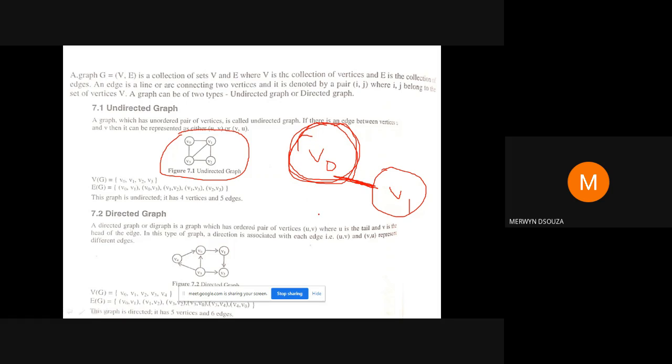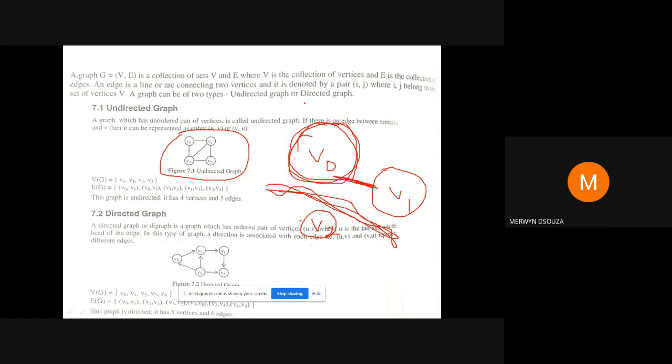Now in a graph, the vertices need not always be connected. So I could have something like this. This is a valid graph. I could have two vertices which are connected and a third vertex which is not connected. You can think of this like two cities, and this is an island, so this is the sea in between.